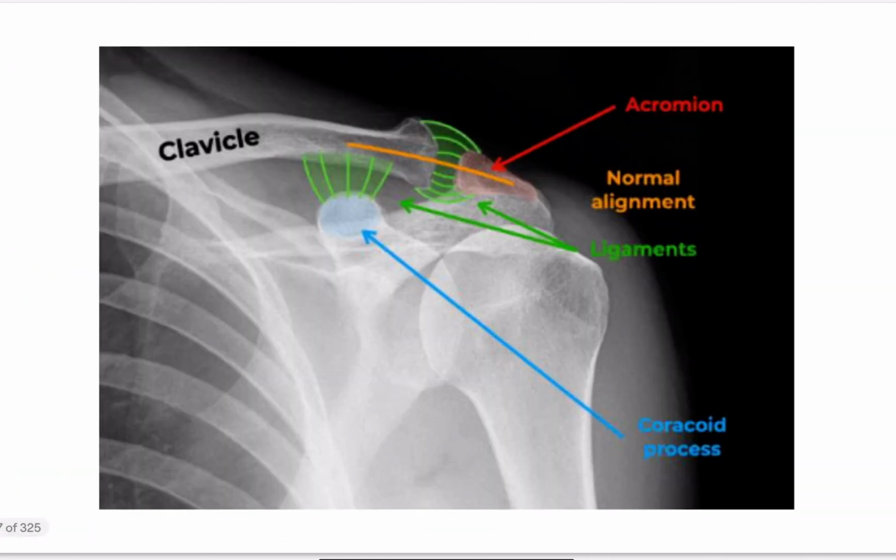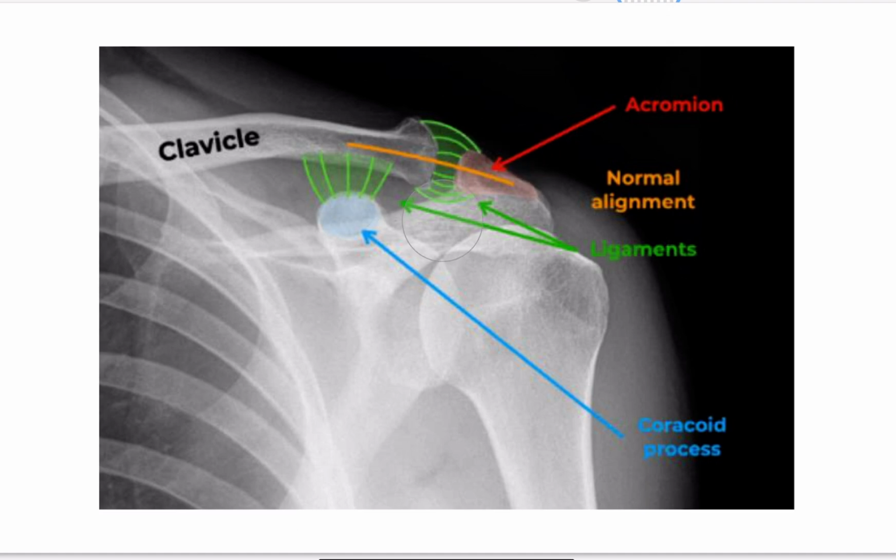First of all, let's see the shoulder joint and the relation of the clavicle. This is the clavicle, and it is laterally connected to the acromion process by different types of ligament, and it is also connected to the coracoid process of the scapula by different types of ligament. So this picture is very clear.